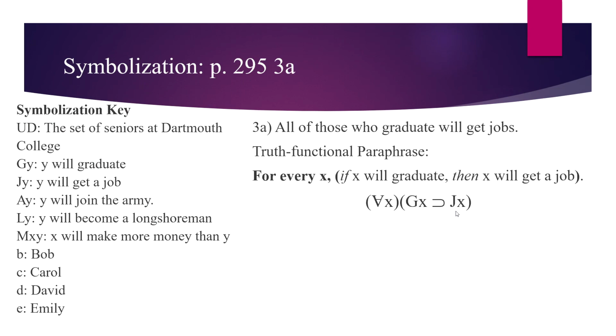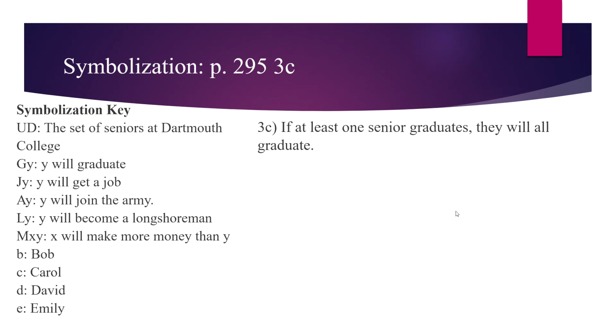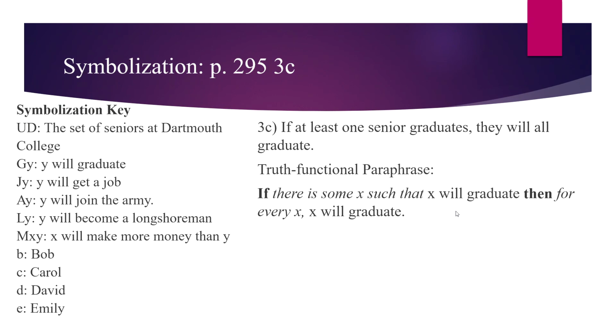The truth functional paraphrase here is, if there is some X such that X will graduate, then for every X, X will graduate. And that main connective is the material conditional. The scopes of those quantifiers are limited. So our symbolization looks like this, right? If there is some X such that X graduates, then for every X, X will graduate. If there is any one person who graduates, that's if at least one senior, then they will all graduate.